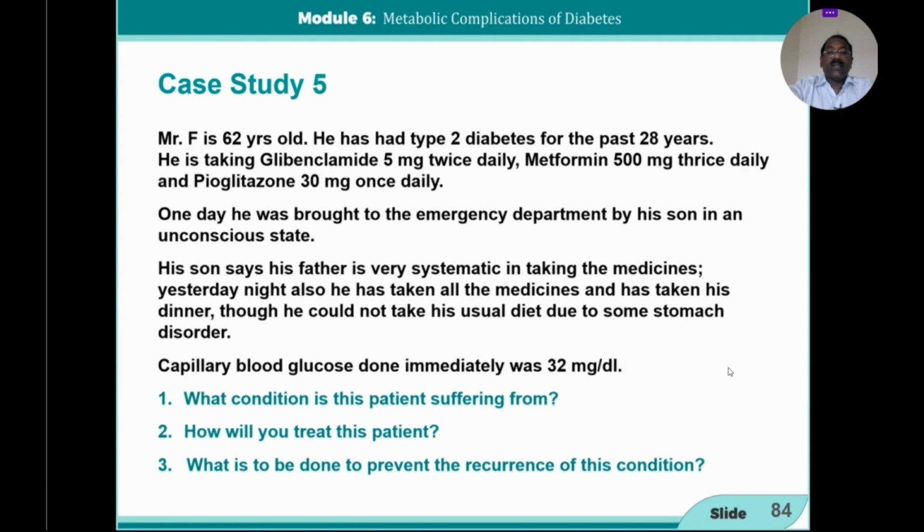So what is to be done to prevent the recurrence of this condition? Education of the patient is very, very important. What do you mean by hypoglycemia? What is neuroglucopenic hypoglycemia? What is adrenergic hypoglycemia? What drugs will cause hypoglycemia? When you are not taking food, you should not take the glibenclamide when the food is not taken at the right time. Metformin won't cause hypoglycemia. So the cause for this hypoglycemia is the glibenclamide.